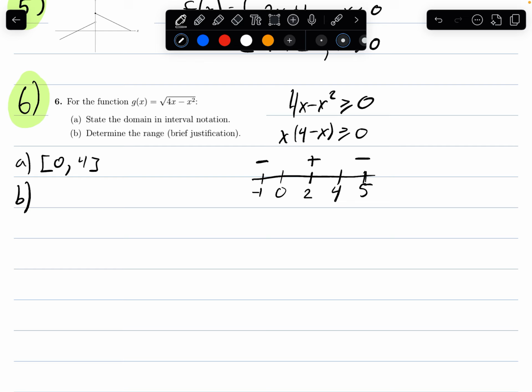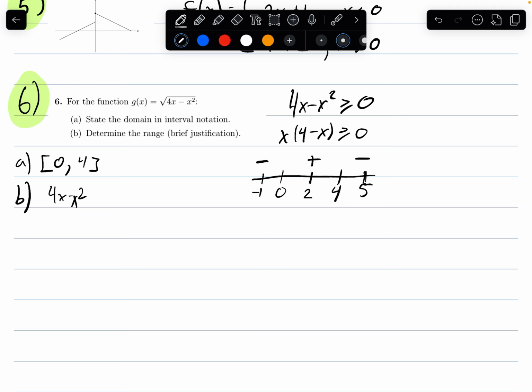Now part B, the range. This might be a little tricky, but it's not too horrendous. We can think about this 4x minus x squared. Notice it's a parabola, and because it has a negative here, it's going to be a downward facing parabola. So I can find what the maximum value of this is going to be. Because if I know the maximum value of my input, I know the maximum of the output, because the square root is an increasing function.